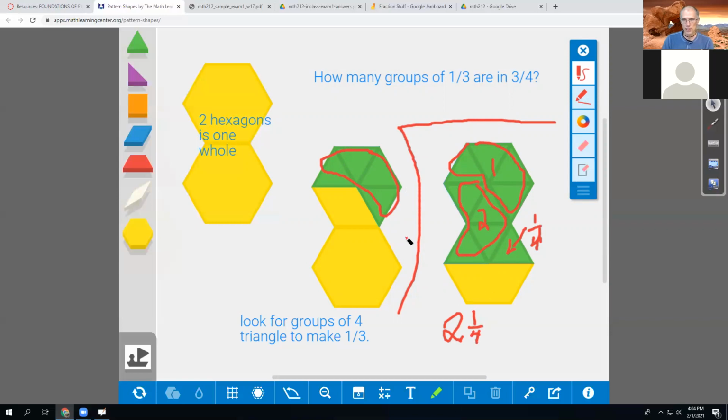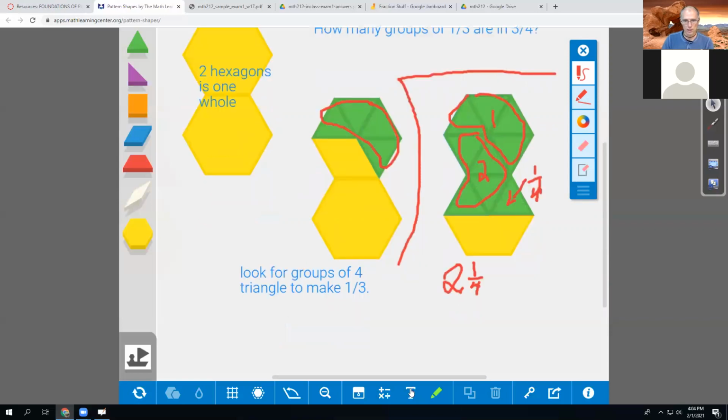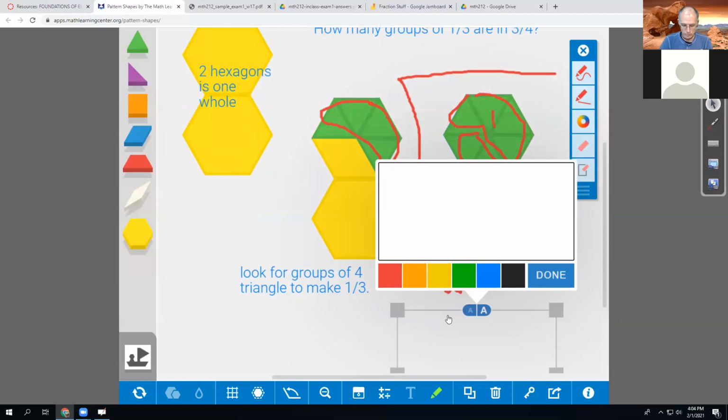So restating that, there are 2 1/4 groups of 1/3 in 3/4 is the conclusion.